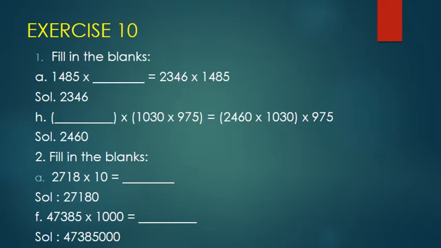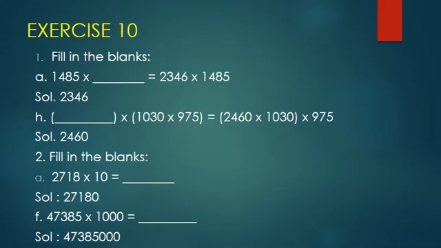Now come to question number H. Dash into 1030 into 975, it is given in the bracket, is equal to, in bracket 2460 into 1030 in bracket, then multiplied by 975. So children, this is the grouping property. So whatever number is missing, you have to fill that number so that both sides will be equal. So the answer is 2460.